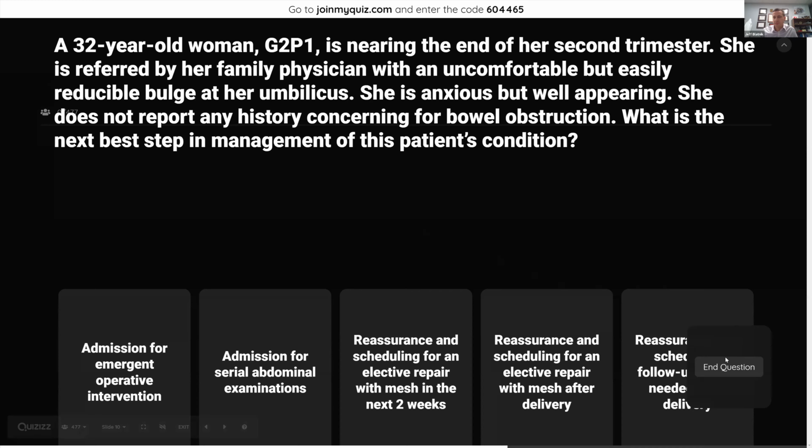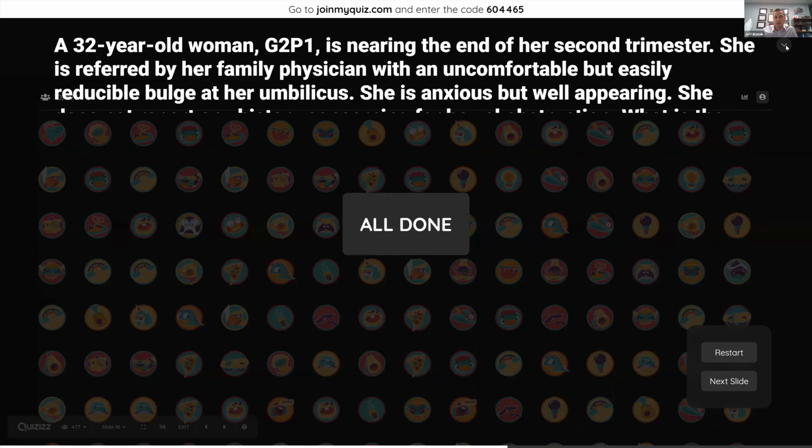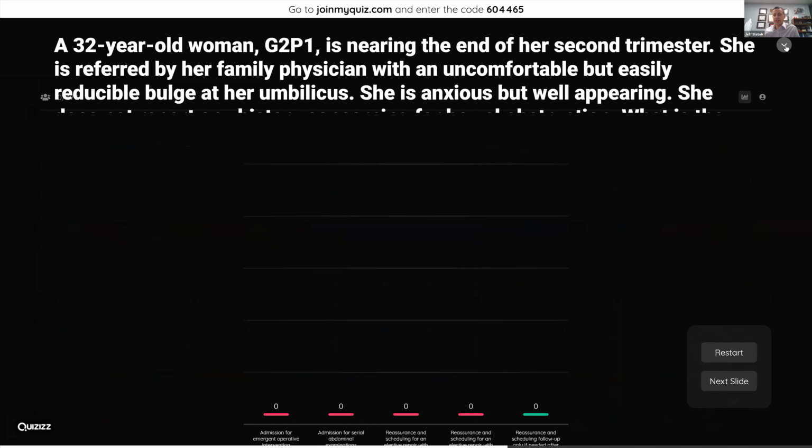All right. So a couple of things, right? Same thing, you want to pick out the key points in this question. So essentially she's telling you that she's overall asymptomatic. She has it, but it's easily reducible. She's never had a bowel obstruction or any concerning findings. So that gives you some reassurance on that. She's also only in her second trimester, so now is not an ideal time to go to the operating room.